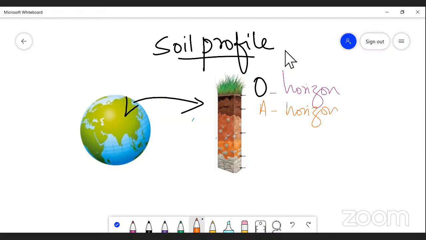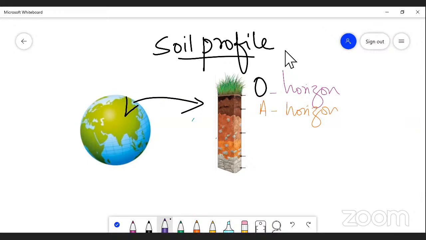Horizon means arrangement, layer. Similarly, I can say layer instead of horizon. Horizon represents the arrangement of soil particles. That is a layer, right? It is also represented like a layer. So the soil profile consists of different layers of soil. Every layer consists of a particular soil, and it varies from one type of soil to another, from one layer to another layer, right?